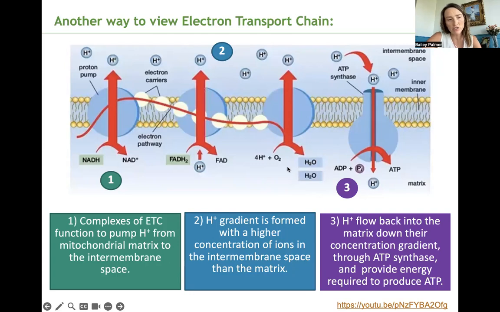4 hydrogens plus just 1 oxygen molecule gives us 2 water molecules. And so that's this final step, is we form 2 water molecules and we form ATP here. Again, we want to understand how much ATP are we actually forming. So that gets us to this next slide here. We have to count up everything we've had, and this will help us understand how much ATP we have.